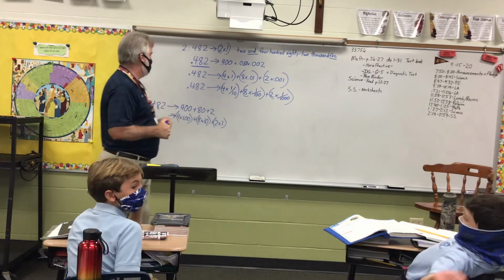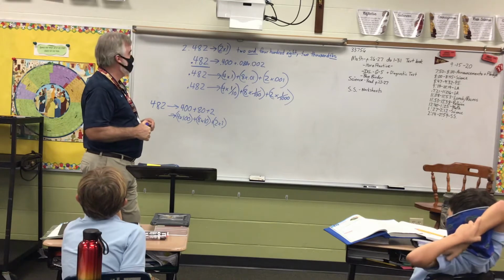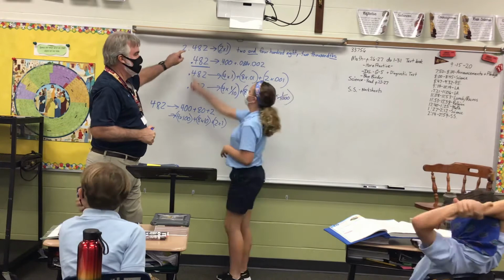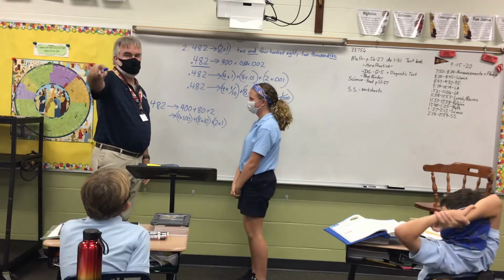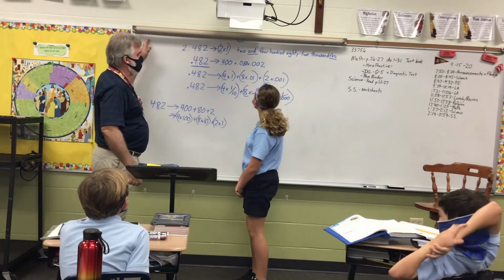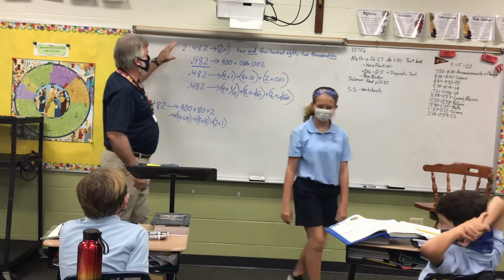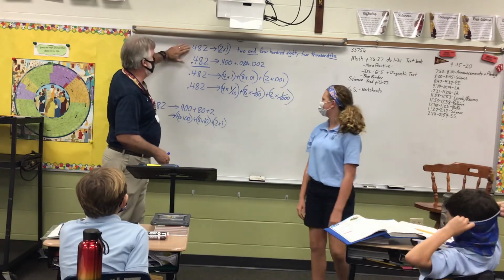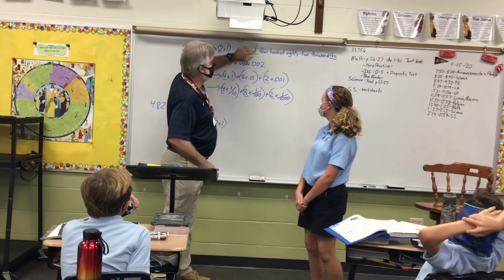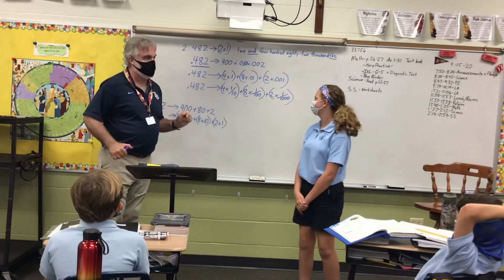Why is there a 2 up there and not in the other one? Why is this 2 here? That was just answering her question. She wanted to know what happens when there's a whole number. If I were to take this out, I would also take that out, and it would just be 482 thousandths. That's what these are.